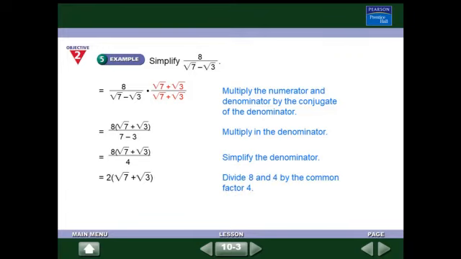And then you can simplify 8 divided by 4. Divide 8 and 4 by the common factor, that is 4. So we will get 2 times the square root of 7 plus the square root of 3. Or you could have that as 2 square root of 7 plus 2 square root of 3 by distributive property. Since they are not like radicals, you cannot combine that one.